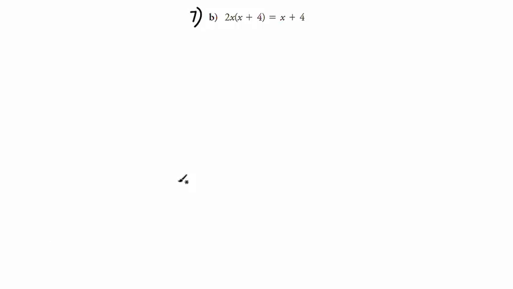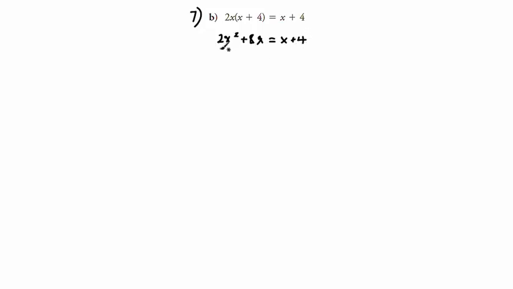So in 7b, once again we have to solve the equation. So obviously we first need to expand here and simplify. So expand to 2x and you get 2x times x, which is 2x squared, and 2x times 4, which is 8x. So make sure this 2x hits both these terms. And here we have that x plus 4.